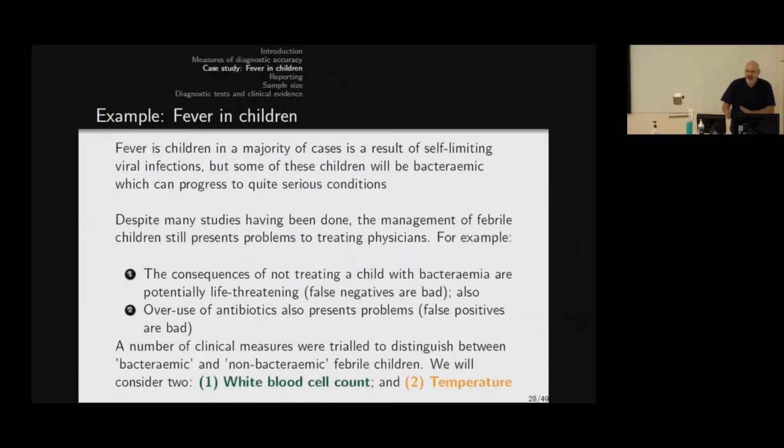Okay, so now, after all of these measures, and I know they're probably whirling around your head, let's go through an example because that will really hopefully contextualize these for you. So fever in children, sorry, that's a typo.